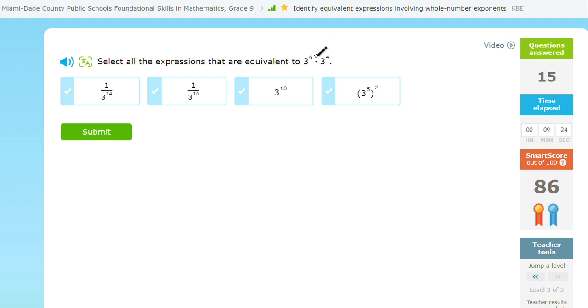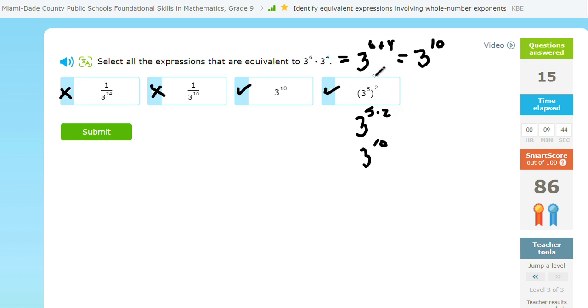3 to the 6th times 3 to the 4th is 3 to the 6th plus 4, which is 3 to the 10th. I'm looking for 3 to the 10th. That's correct. This is upside down. This is way off. So this one maybe. So this is 3 to the 5 times 2, which is 3 to the 10th, which is what I was looking for. So that's correct. So that means that these two are the correct options.